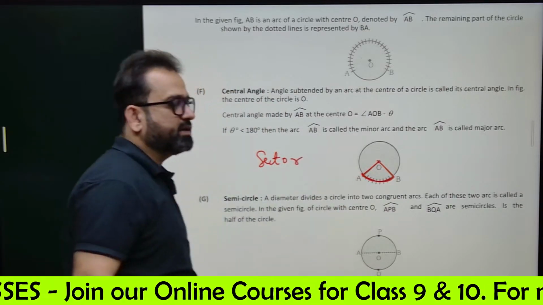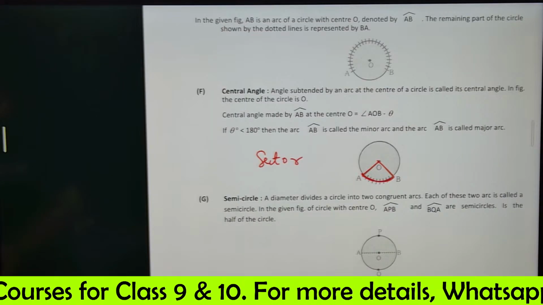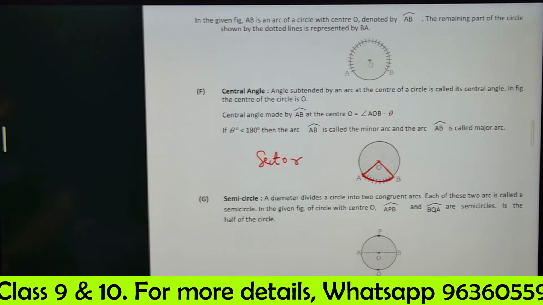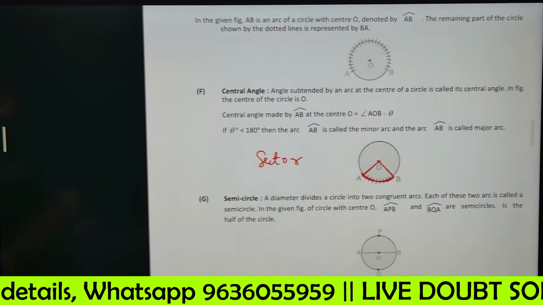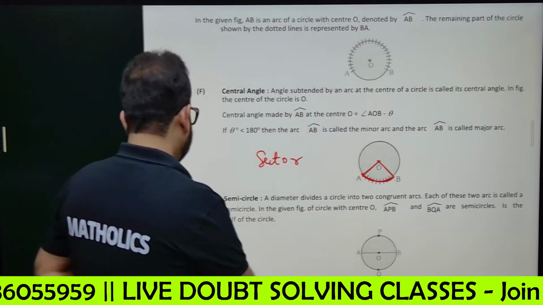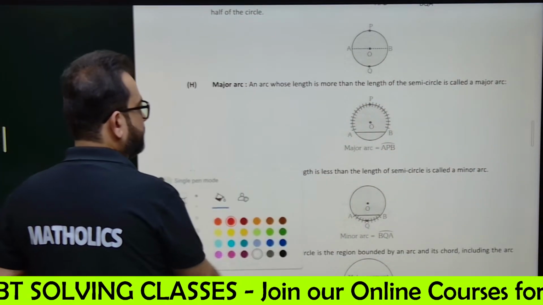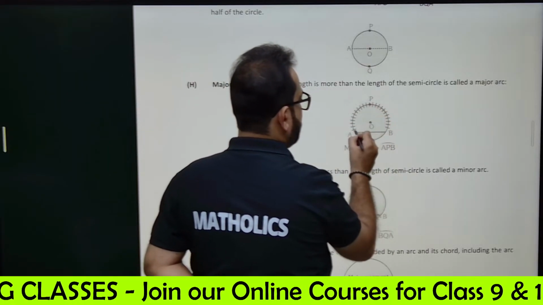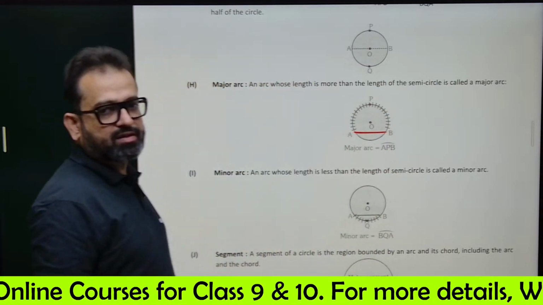Sector. Sector is like a part of the pizza. Segment, for example, taking a piece from a cake. Not segment, it is sector. Now, if this is a circle and you take a chord, this chord divides the circle into two parts.